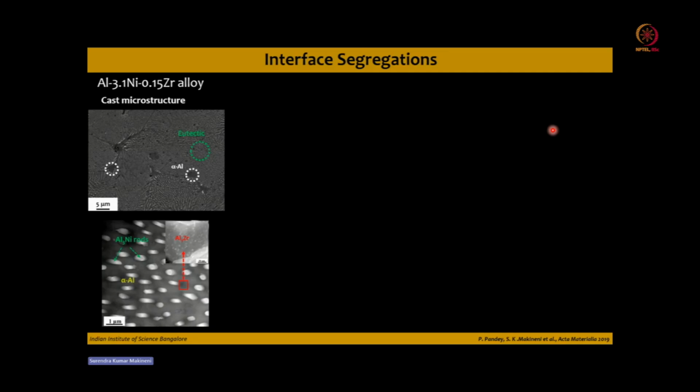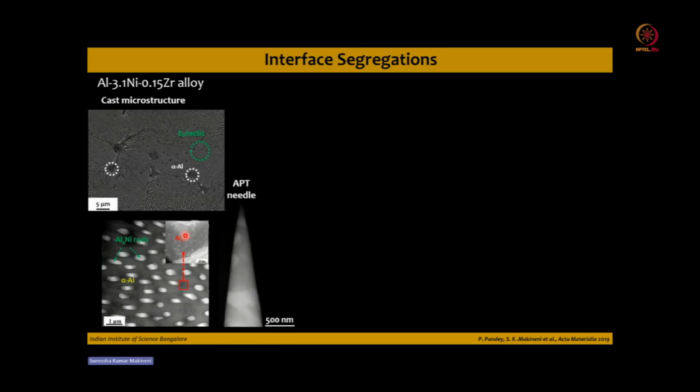alloys. There is a class of alloys which are aluminum nickel based. Here it forms a eutectic of alpha aluminum and Al3Ni. But these have very low ductility and low strength, even though they are stable at high temperatures. To improve the strength, we added 0.15 zirconium to this eutectic structure, and you can see that this zirconium addition leads to very fine precipitates inside the alpha aluminum.